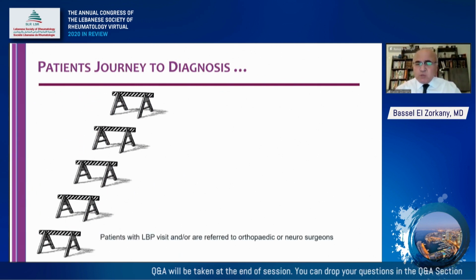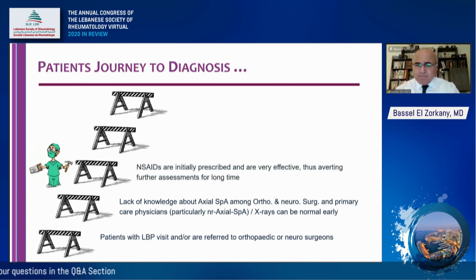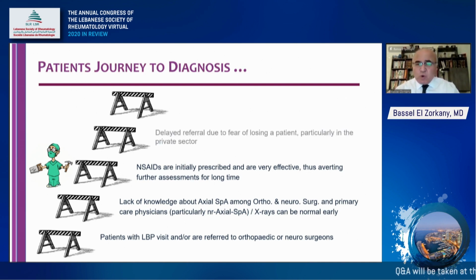Our patients with low back pain visit orthopedic surgeons or neurosurgeons who are not very aware of axial SpA diseases, and particularly non-radiographic axial SpA. If they do an X-ray in the early stage, it can be normal. They can prescribe non-steroidals, and non-steroidals are usually very efficacious, and that's why they delay the diagnosis more and more.